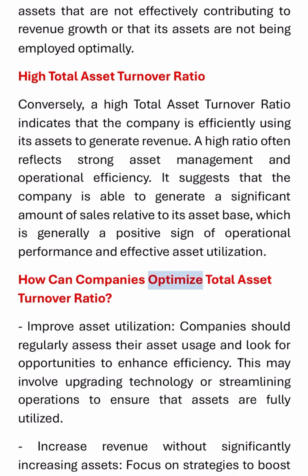How can companies optimize total asset turnover ratio? Improve asset utilization. Companies should regularly assess their asset usage and look for opportunities to enhance efficiency. This may involve upgrading technology or streamlining operations to ensure that assets are fully utilized.